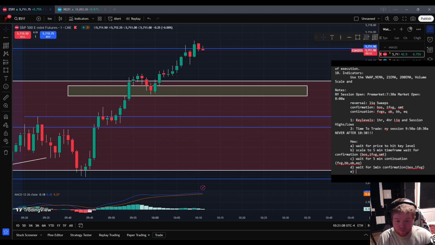E. Enter. Once the break of structure or inverse fair value gap has been identified, enter off of it. Set your stop loss. If this were an inverse fair value gap, my stop loss would have been up high, just above the most recent high, and my take profit would have been the lows. I set up for the short trade.